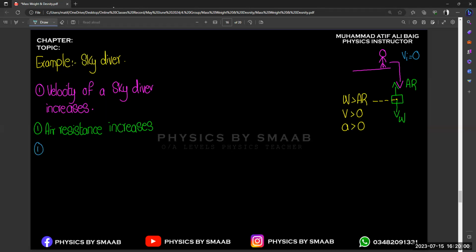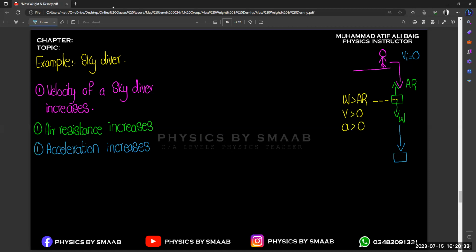And let's consider the situation after some time, or after some interval. This is our initial situation, where everything is increasing. But after some time, let's suppose at this interval, the object is moving forward but has not yet reached the ground. So what happens now?